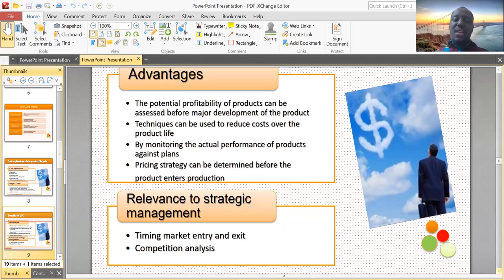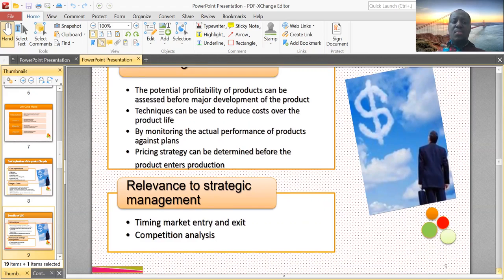So the product life cycle is relevant to strategic management in two ways. It's relevant in terms of timing, when to enter the market and when to exit. It helps organizations to understand that there's an appropriate time to enter the market. If you enter the market at the wrong time, your product will probably be killed. And it also helps you to understand and analyze your competition, who you are competing with. So these are some of the advantages of the product lifecycle model.